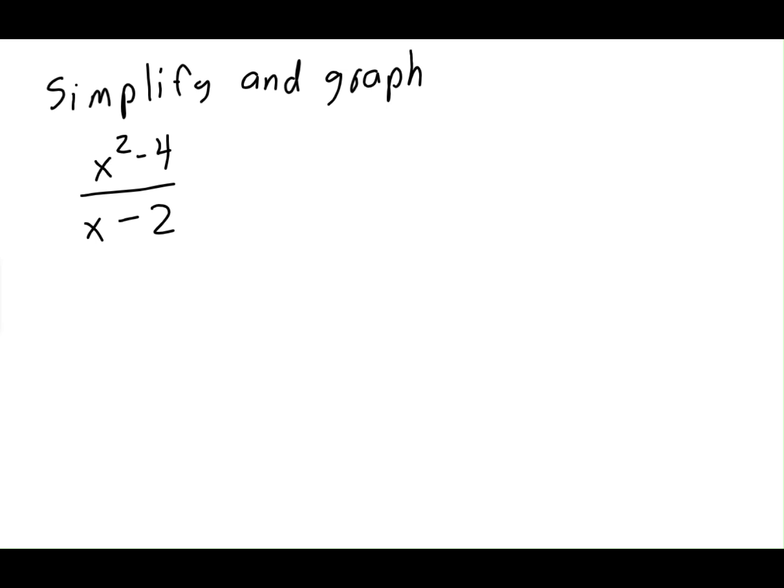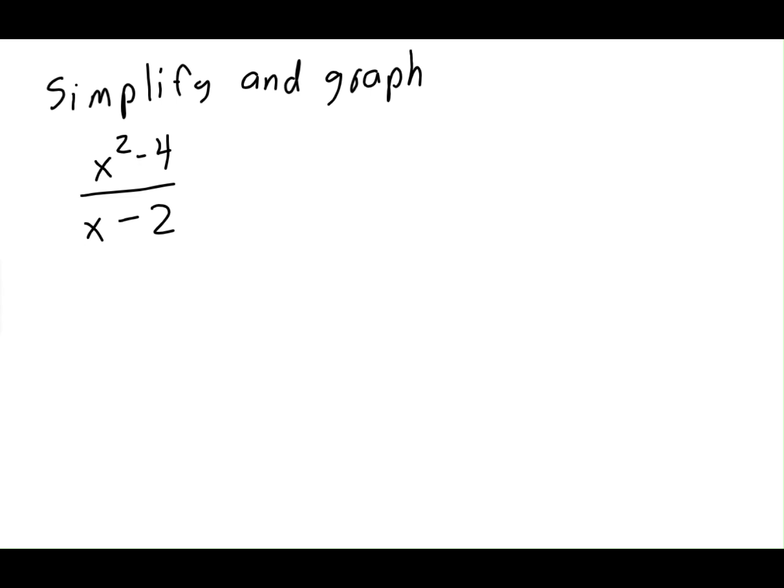The first example that could include everything that we've discussed previously is to simplify and graph this equation, x squared minus 4 over x minus 2. So go ahead and pause the video, give this a try on your own, and then come back and see how you did.